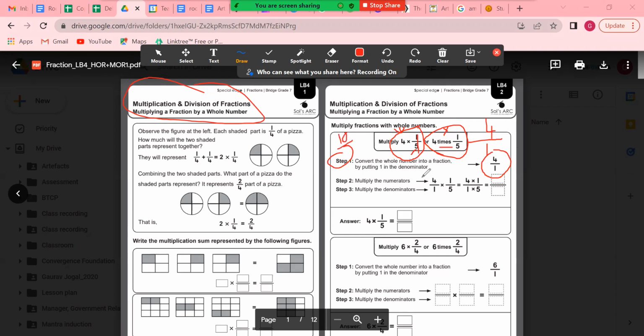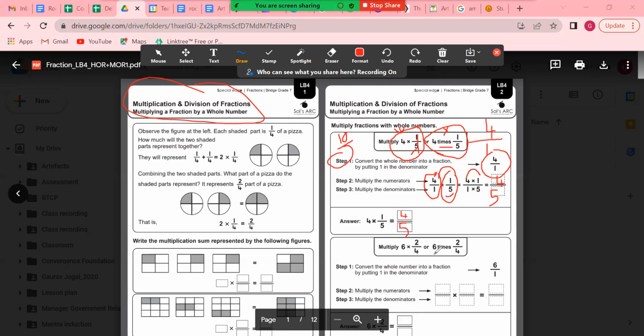Now write the number as 4 by 1 into 1 by 5. Now multiply the numerators. Here we have 4 and 1. 4 into 1 will become 4. And 1 into 5 will become 5. So this is 4 by 5, right? So the numerator is multiplied with the numerator, and the denominator is multiplied with the denominator.